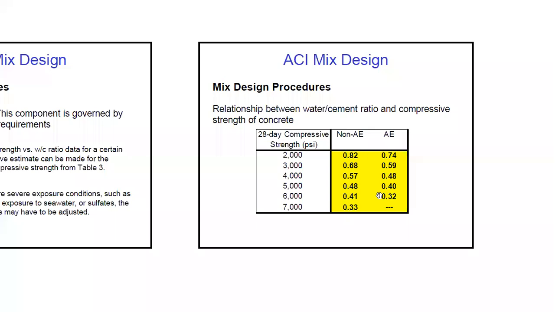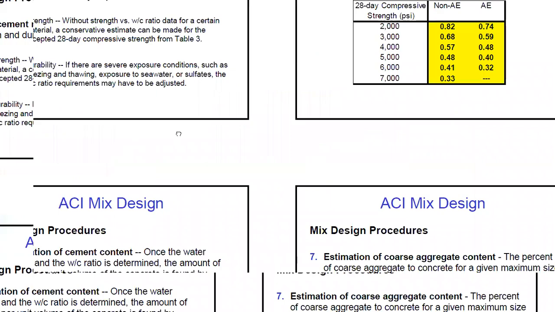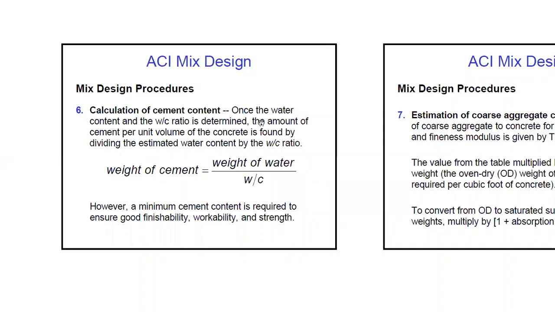You getting the idea? Okay, so previously we defined the amount of water that we need. Now we have defined the water to cement ratio. So obviously from both of these we can find out the amount of cement. Next is to calculate the contents of cement. Once the water content and the water to cement ratio are determined, the amount of cement per unit volume of the concrete is found by dividing the estimated water content by the water to cement ratio.